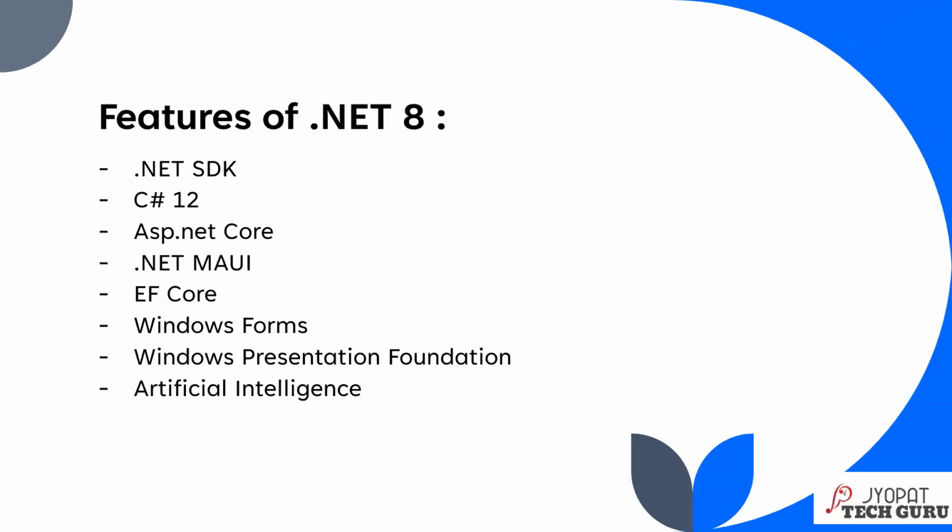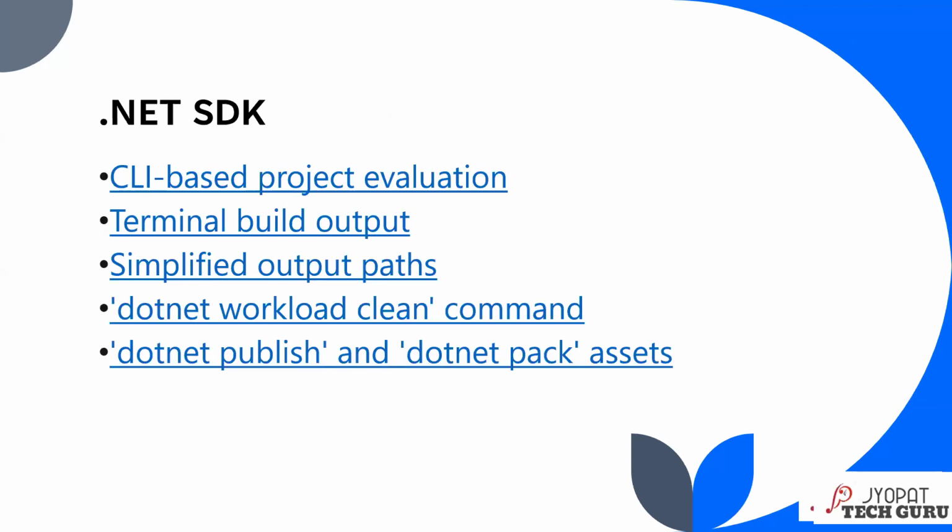So coming back to the features of .NET, a variety of features have been introduced so that you can get very good performance with respect to your projects. So we have improvements in many areas like the .NET SDK, C# 12 is introduced, ASP.NET Core, .NET MAUI applications, Entity Framework Core, Windows Forms, Windows Presentation Foundation, as well as artificial intelligence. Each and every set of features is uniquely getting added so that you can get very good performance out of it.